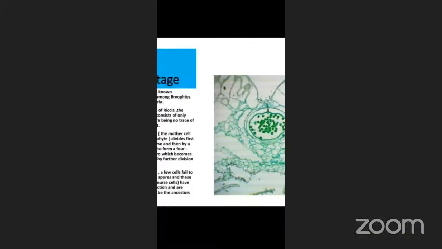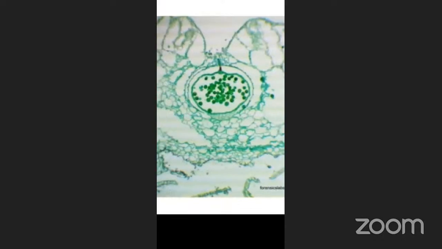So according to the complexity of structure of the sporophyte, we already discussed that complexity means the structure of the sporophyte. Which one is simple and which one is complex? Here in Riccia, only a spherical structure is there. There is no complex foot and seta. Only a spherical capsule is present, and inside the capsule only the spores are there.